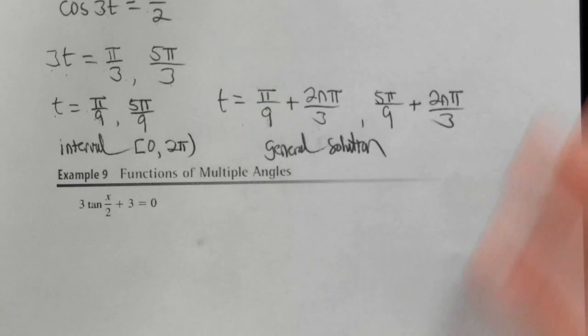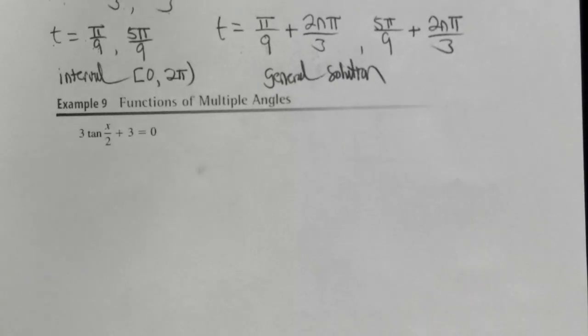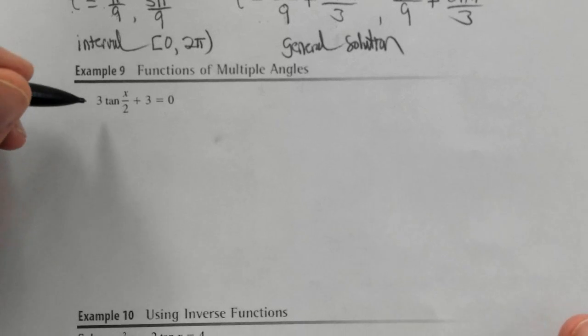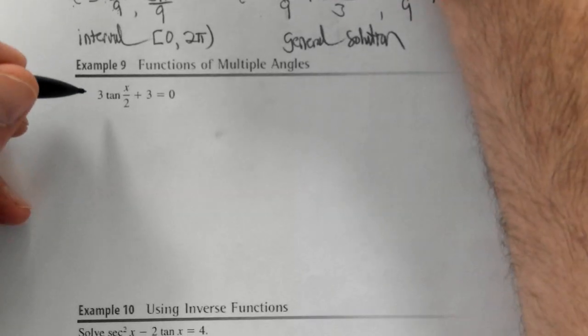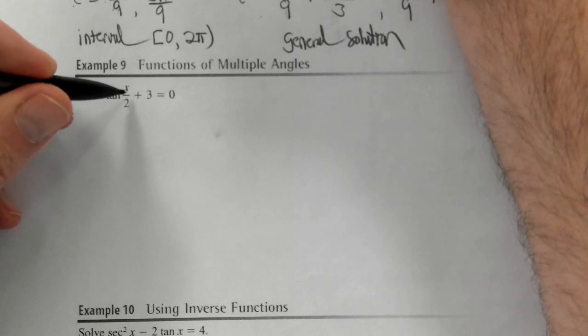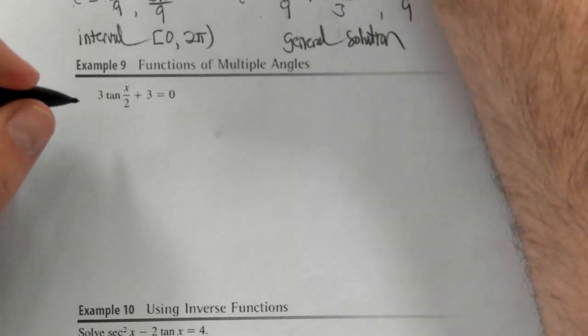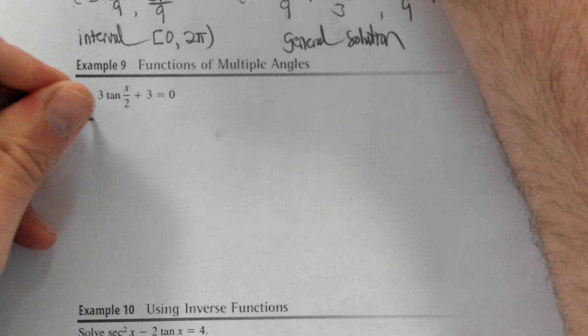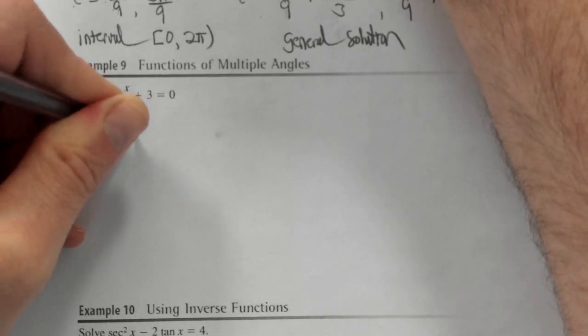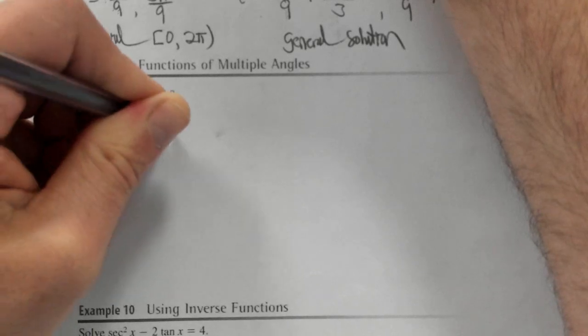All right, so we have another multiple angle equation that we're going to be looking at. Let's see what we can do here on one like this. I've got 3 times the tangent of x over 2 plus 3 equals 0. Let's move the 3. 3 tangent x over 2 equals negative 3.